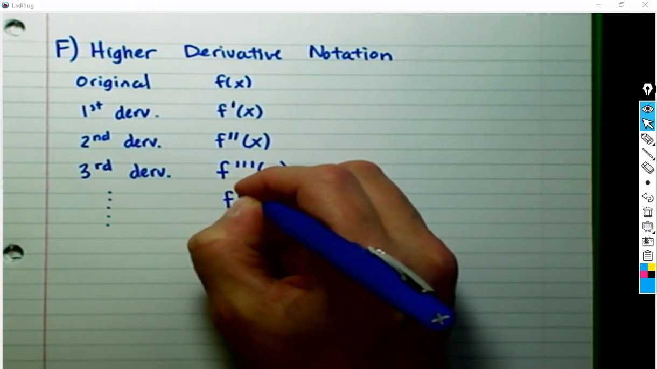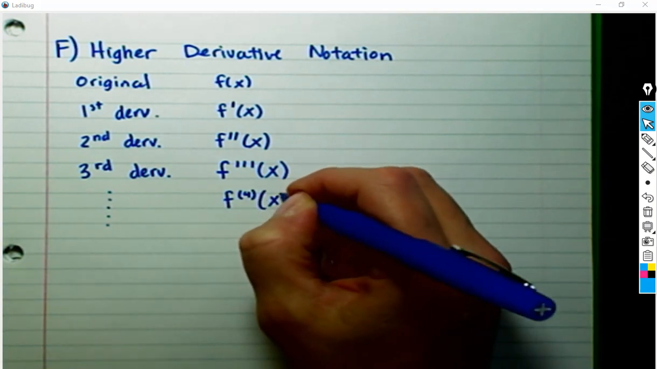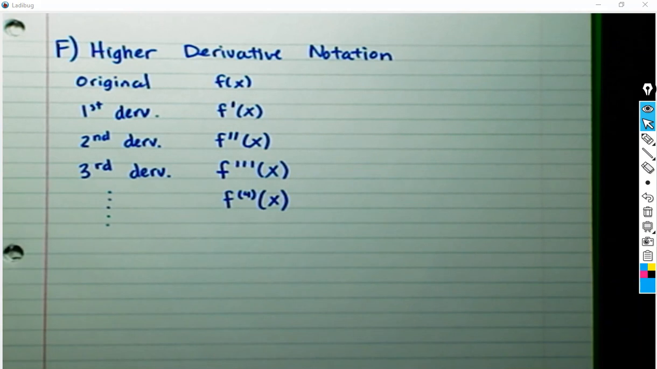We don't really write more than 3 primes because it gets a little tedious, but you might see a little parentheses and a 4 or a 5 or a 6 because it gets a little bit hard to continue writing that many primes. Okay, so that's a notation. It's asking you to find the first, second, third derivative where you do the power rule multiple times.